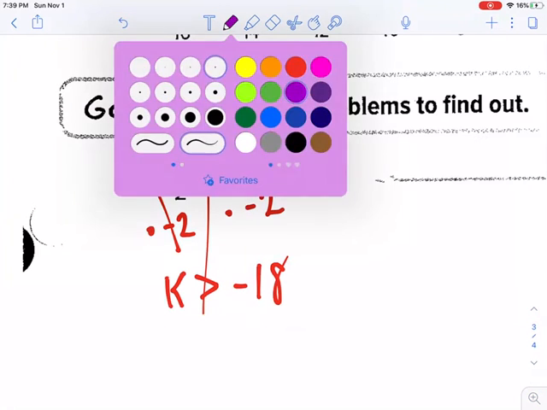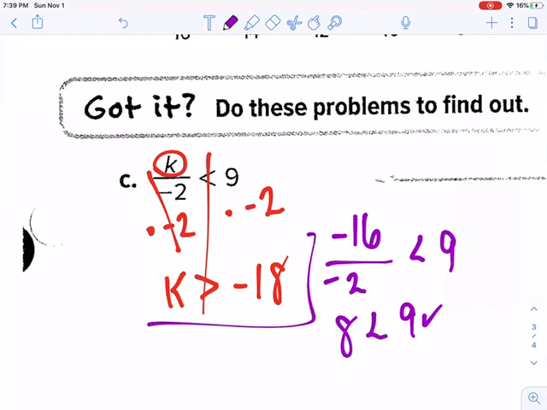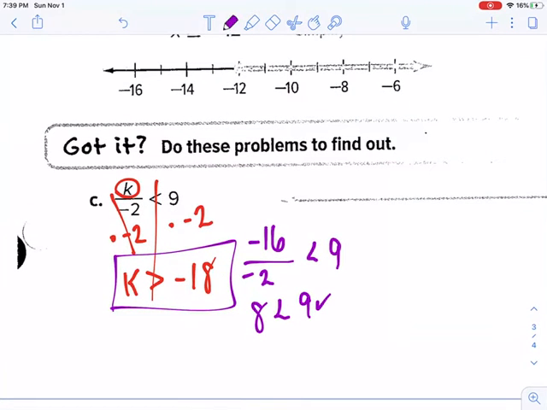So you need to pick a number greater than negative 18 to plug into your original. All right, and because we're dividing by a negative 2, I'm going to pick an even number. So I'm going to pick negative 16 because that is greater than negative 18. So does negative 16 divided by negative 2 give you a number that's less than 9? Well, that gives you 8. 8 is less than 9. So this works out.